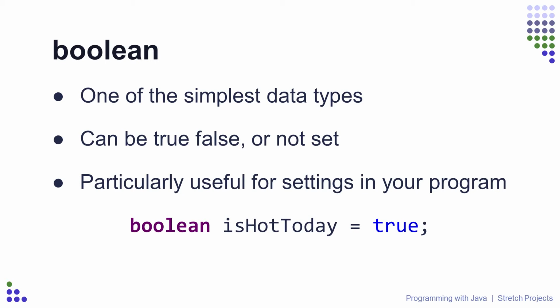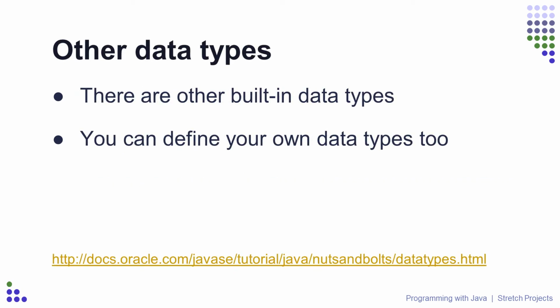This is one of the most simple data types. Its value can be either true or false, that's it. And this is particularly useful when you're configuring settings, so you either want to turn a setting on or off. There are other data types available in Java as well, but you won't use most of them until you start working on your own projects, when you've learned the basics. Information about the other data types is available on the Java website too.